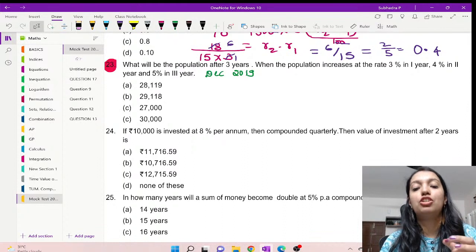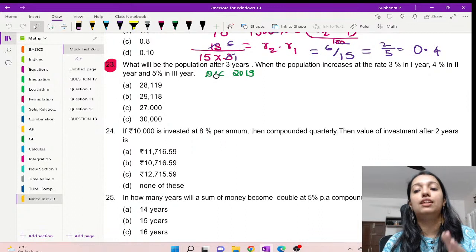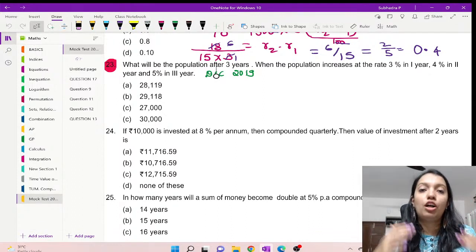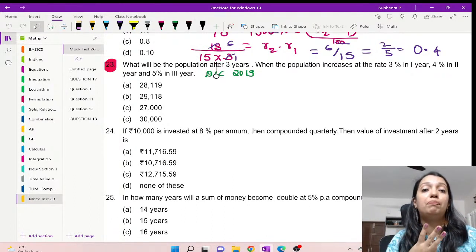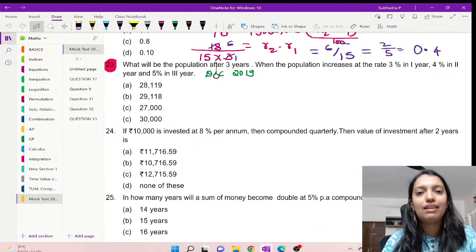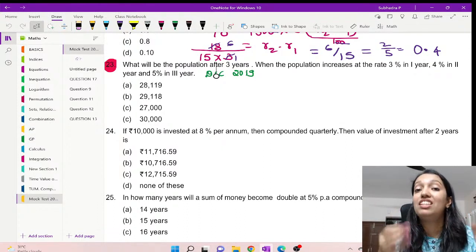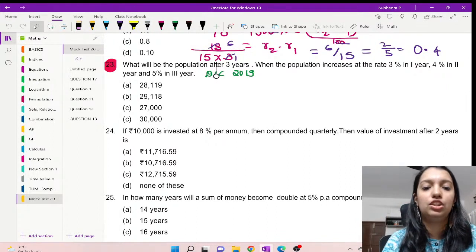What will be the population after 3 years when the population increases at 3%, 4%, 5%? Arey baba, what will be the fees after 5 years if the fees increases every year by 3%, 4%, 5%? You should know today's fees, no? Similarly, you should know today's population. Only then you can find the future population. In this question, have they given you today's population number, how many persons are there? No, they have not given. What should we do? We will assume.